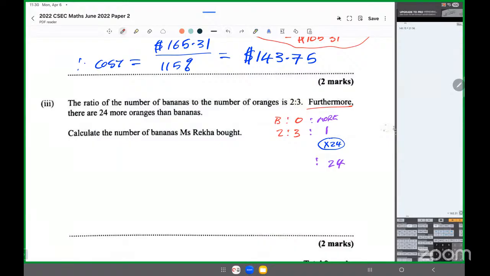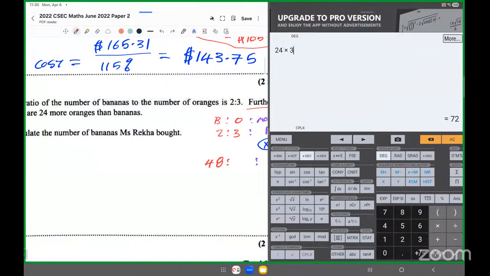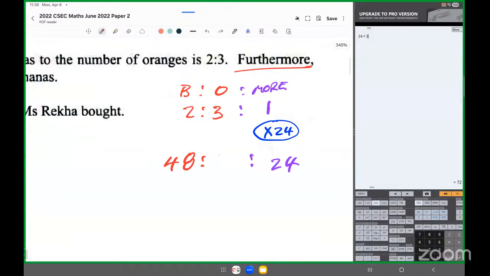2 times 24 is what? 48. And then multiply this by 24, that's another 24. That's what? 24 times 3, Mr. Shaw. You can't do that. 24 times 3, that's 72. So this is 72.